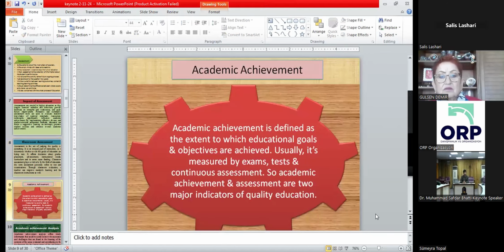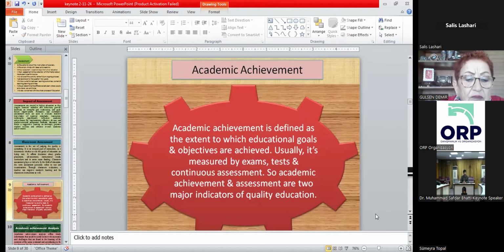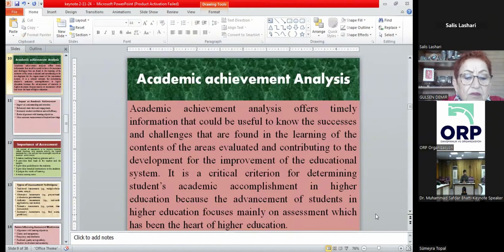What is academic achievement? Academic achievement is defined as the extent to which educational goals and objectives are achieved. Usually, it is measured by exams, tests, and continuous assessment. So, academic achievement and assessment are two major indicators of quality education.